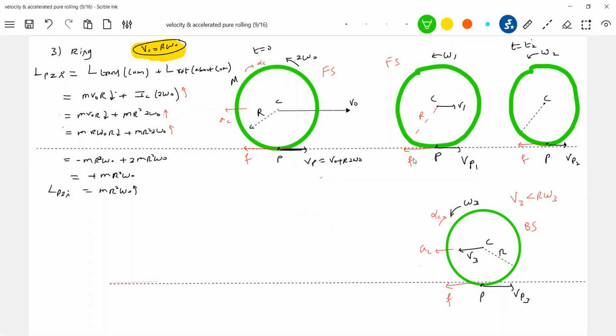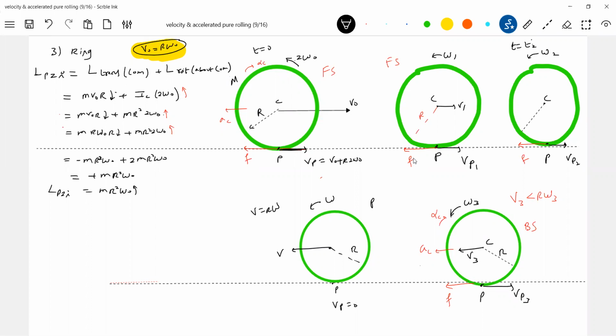Where does it attain pure rolling? Exactly at the initial position, that we have to calculate. It will attain pure rolling. This is a rough surface. This you keep in mind.